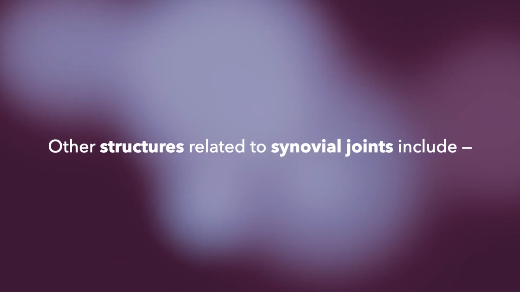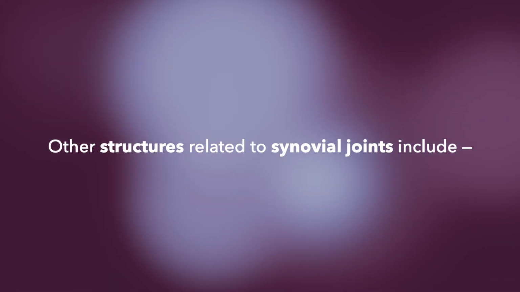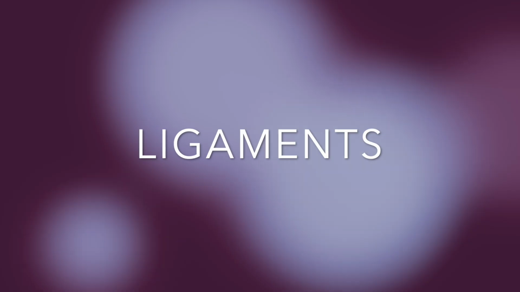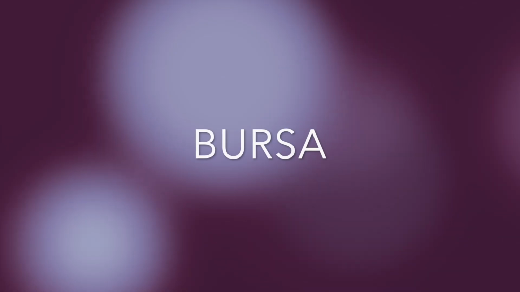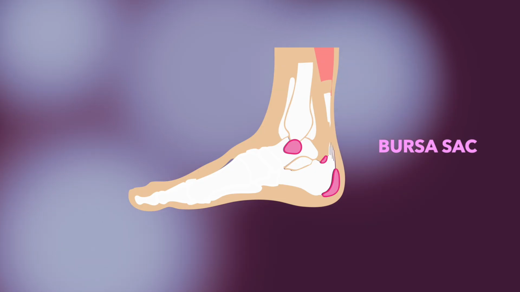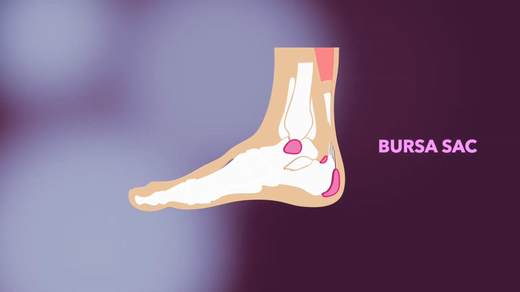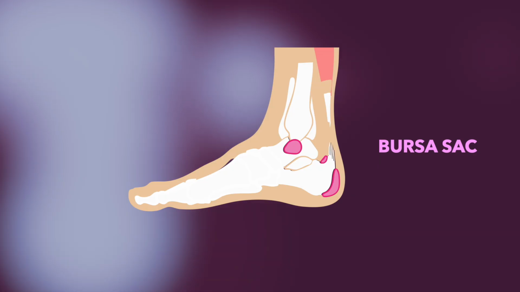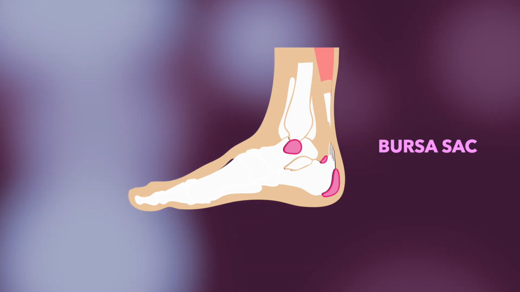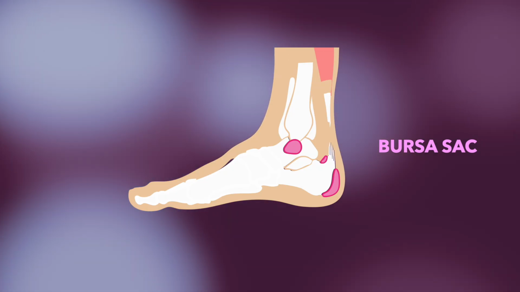Other structures related to synovial joints include tendons, ligaments, bursa. If you've ever slid into third base one too many times, you may have injured or burst your bursa sac, and you know how painful that can be.